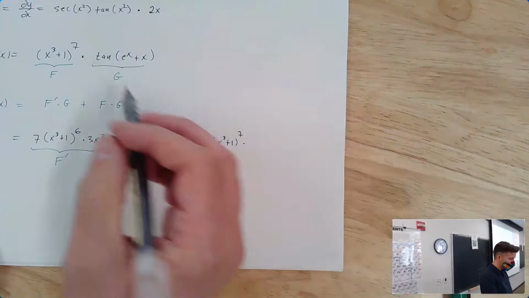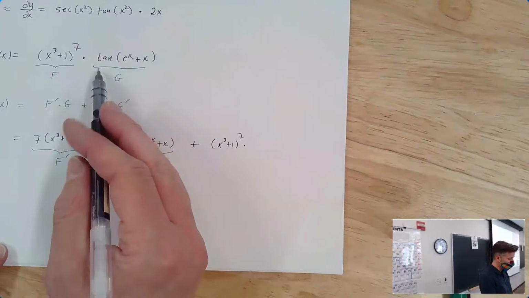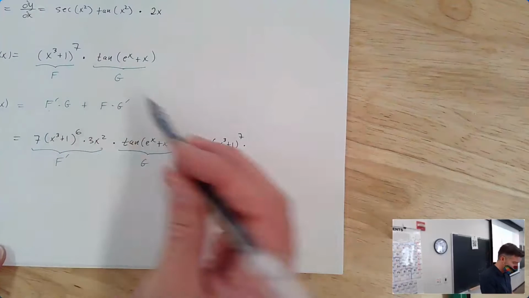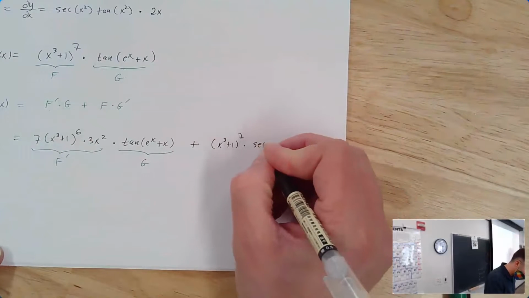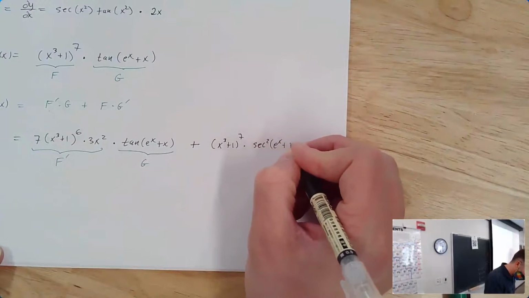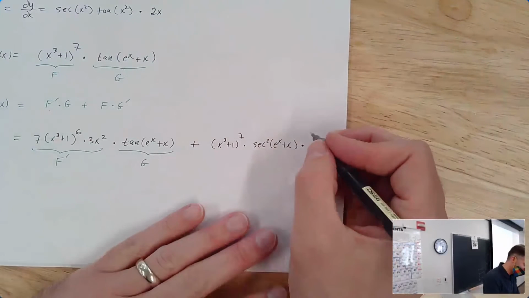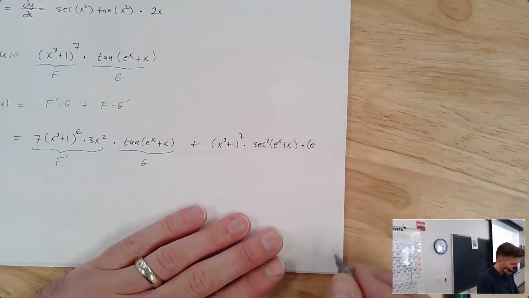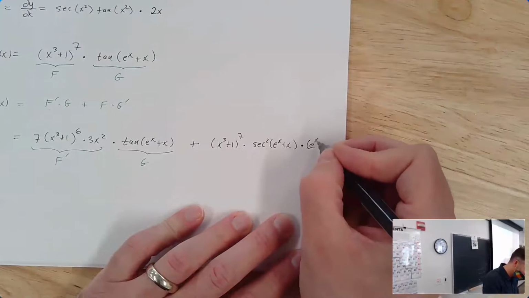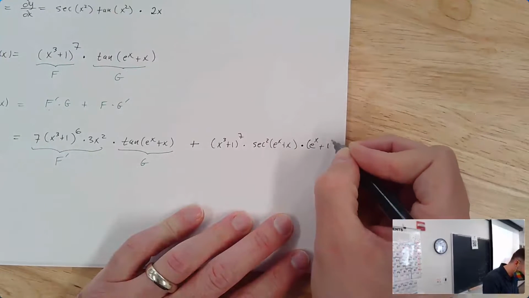And then I need the derivative of g, which is going to be the derivative of tangent of some stuff. So it's going to be secant squared of the stuff. And then what do I have to multiply by? Right, the derivative of the stuff, obviously, you said it 1,000 times. The derivative of the stuff, and the derivative of e to the x is e to the x. The derivative of x is 1.